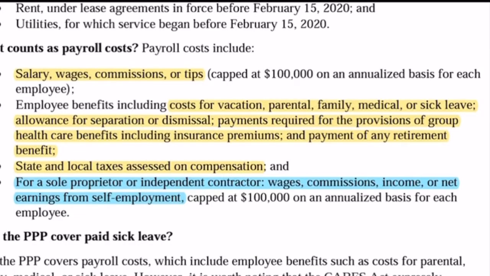Now, highlighted in the blue is for sole proprietors and independent contractors. You'll have wages, commission, income, or net earnings from self-employment. That's also capped at $100K. For my sole proprietors, my independent contractors, and my 1099s, this does get a little bit more tricky because of the fact that you have to work out your profit and loss on your own.